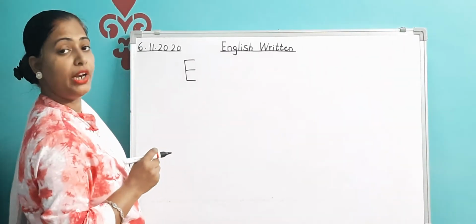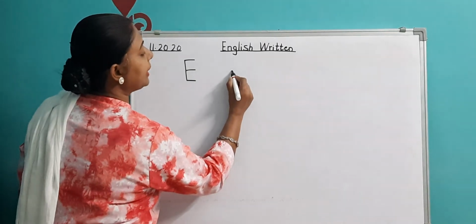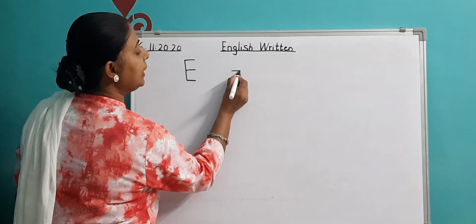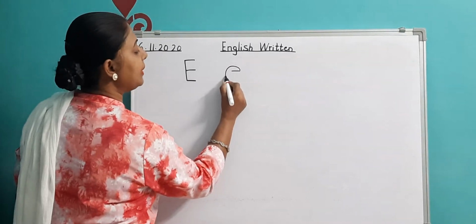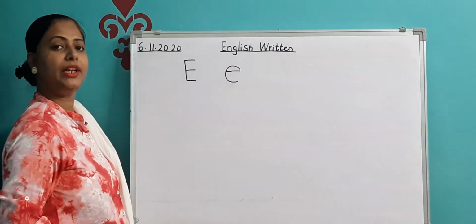How do you write small e? Just watch how ma'am is writing. You first make a sleeping line like this. And then without lifting up your pencil, you make a semicircle line like this. Now what has it become? It has become small e.